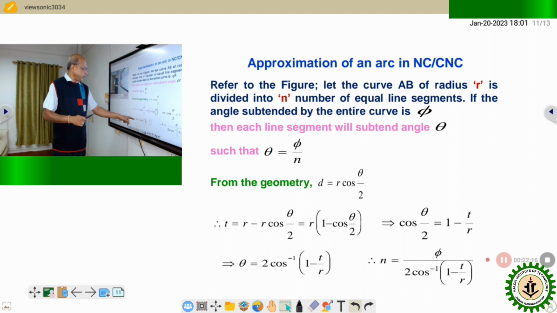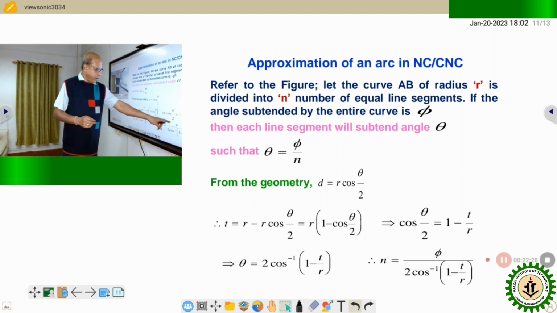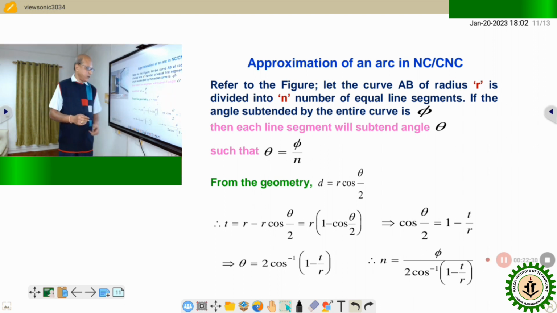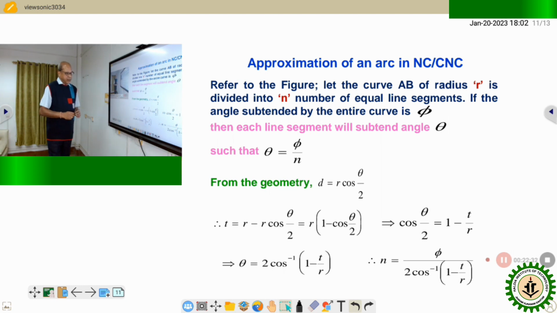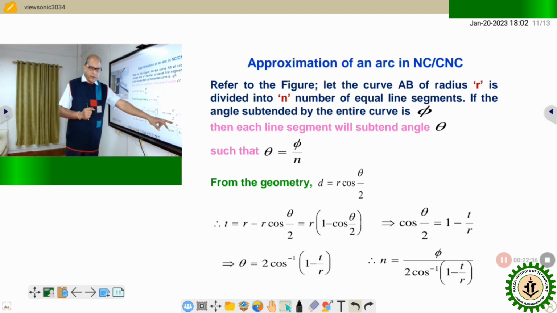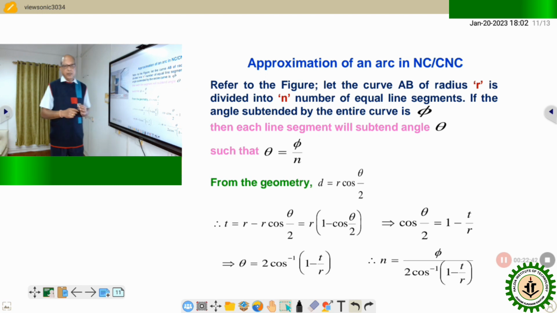Therefore, you put the value of theta in this particular expression, and you will easily get the number of values n into which the entire arc can be divided into line segments. So that will yield n equal to phi by (2 cos inverse (1 minus t by r)). So for a given circular arc, once phi is known and of course curvature will be given, knowing the limiting value of t, n can be calculated.